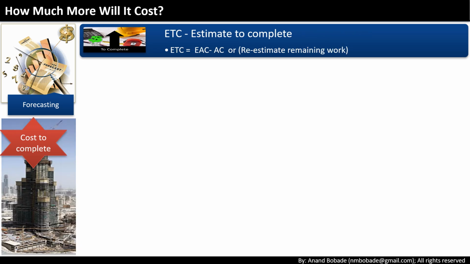How much more will it cost? Next is ETC or estimate to complete. Formula is ETC equals EAC minus AC, or simply re-estimate remaining work.